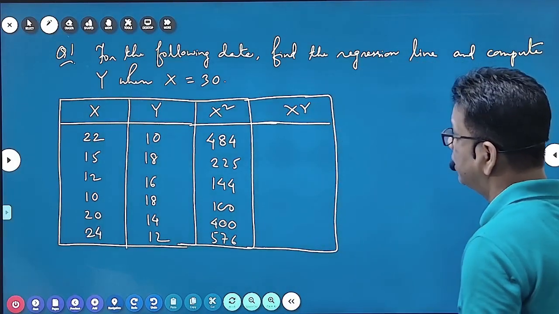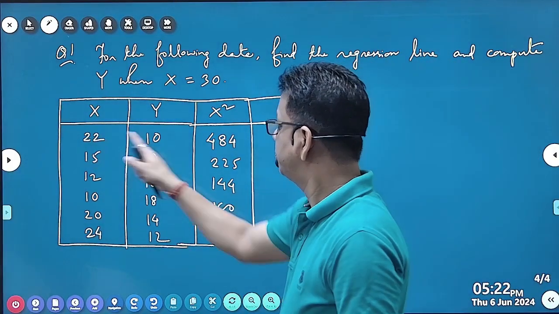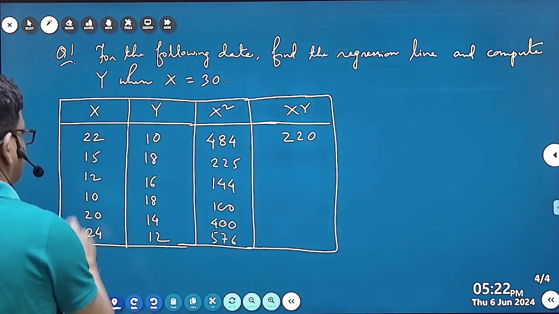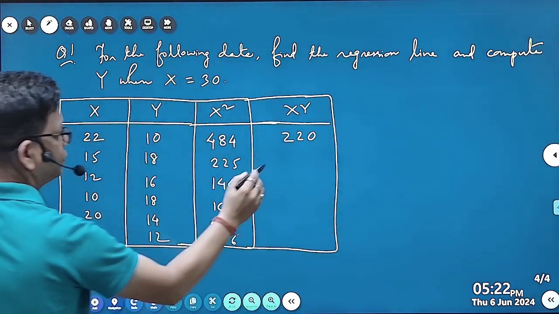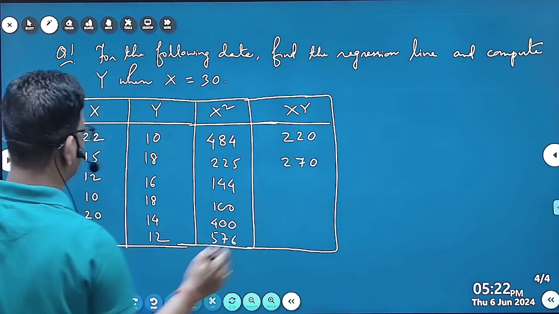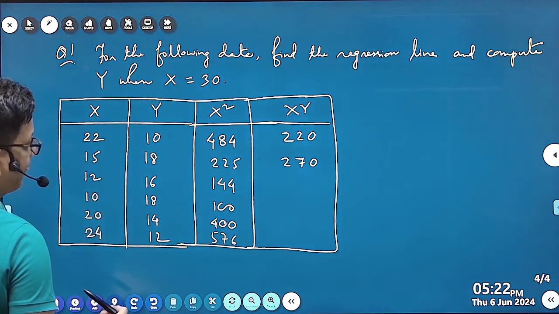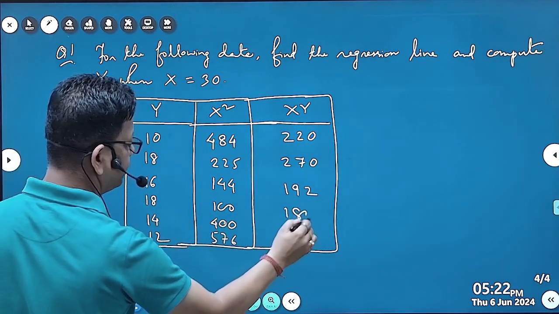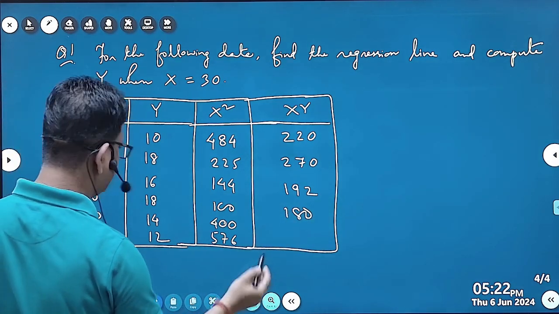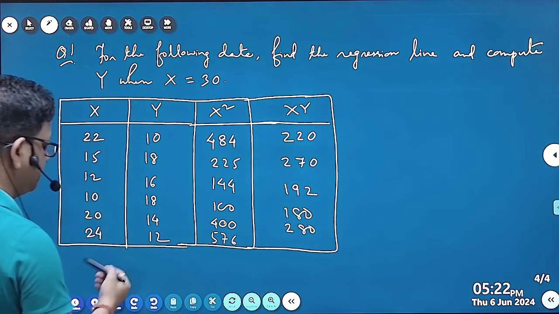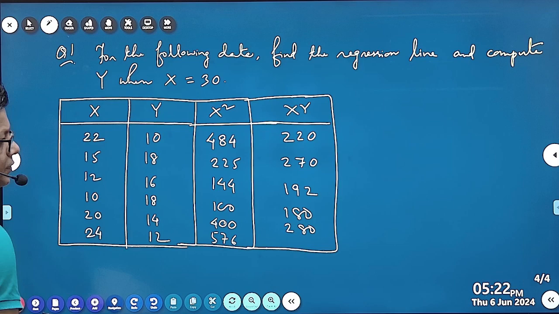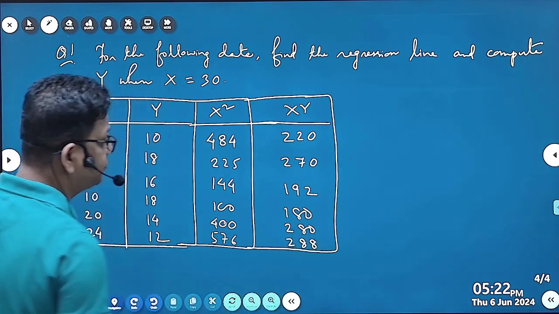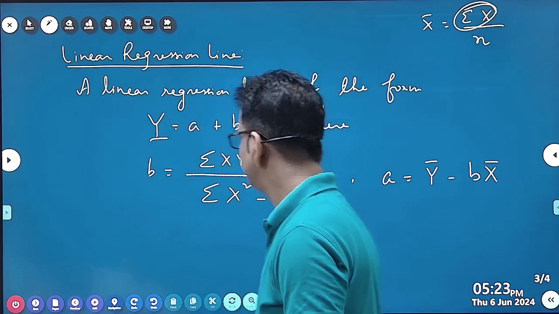Now we also need x into y. So their product 22 into 10 is 220. Then xy, 15 into 18 is 270, right? Then 12 into 16 is 192. 10 into 18 is 180. 20 into 14 is 280. And then finally, this number, how much? 24 into 12? 288.